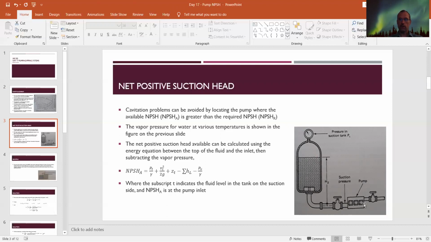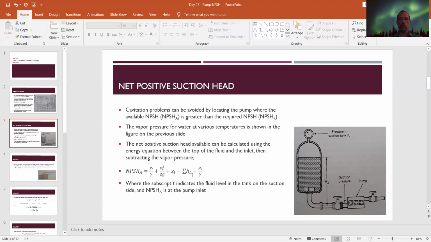To find this net positive suction head available at this point, essentially I'm just doing the flow through pipes that we saw last week. I'm basically just using the standard energy or Bernoulli equation for net positive suction head available. I have some pressure at the location, some velocity at the location, some head loss at the location, some height at the location, minus the head loss.